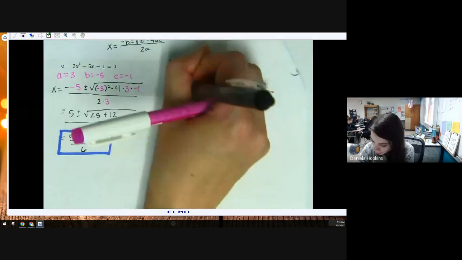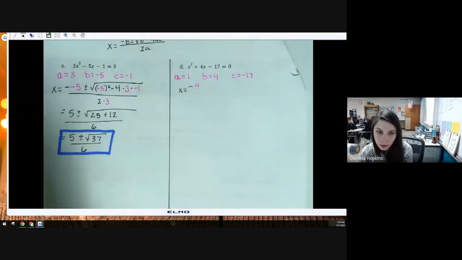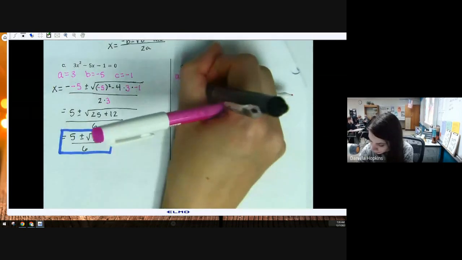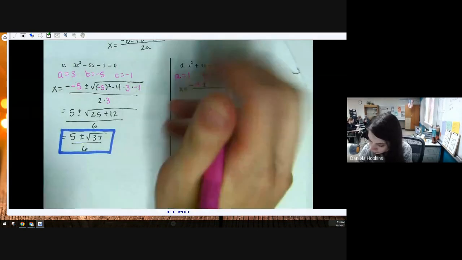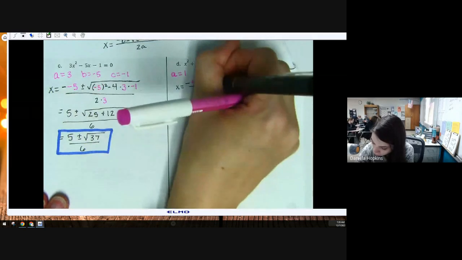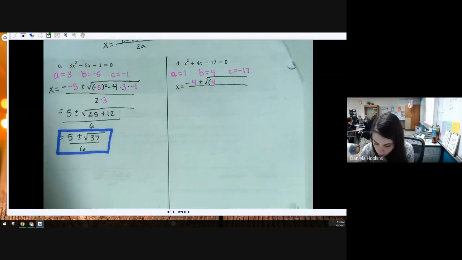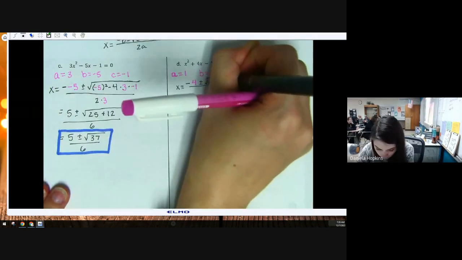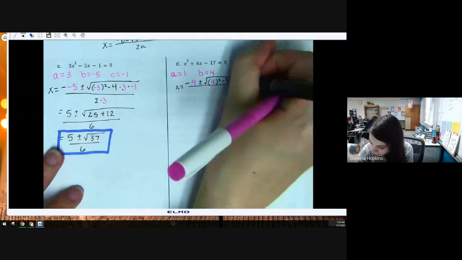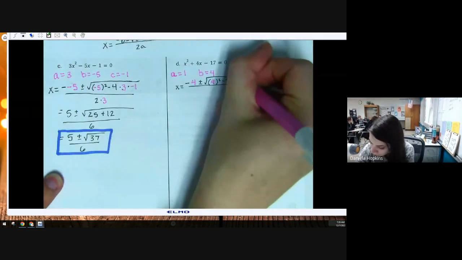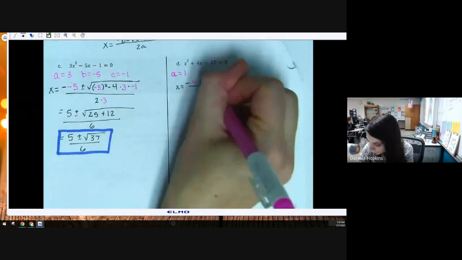I will take a step to do all my substitutions. So I'll have negative B, so negative 4, plus or minus the square root, parenthesis, B squared, so 4 squared, minus 4 times 1 times negative 17, all over 2 times my A, which is 1.